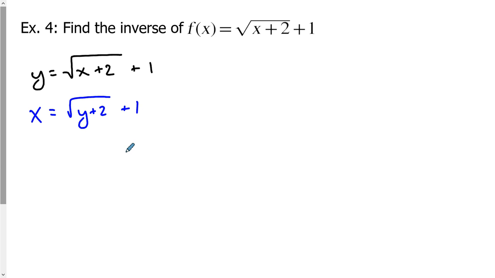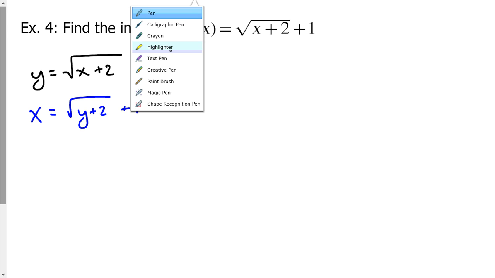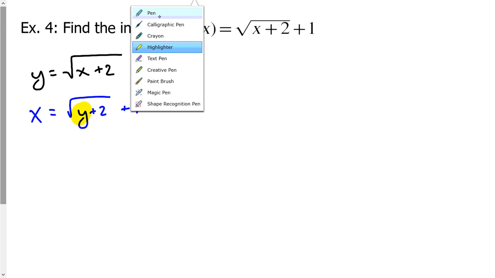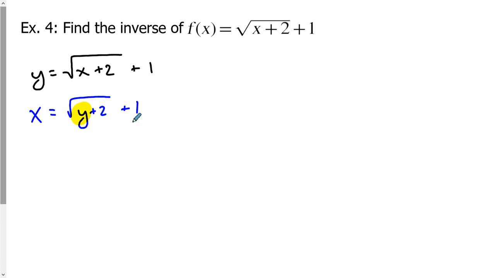So now I'm going to try and solve for this y value. The y value is trapped inside the radical, and the radical has a constant that's been added to it. So before I can get rid of the radical, I've got to get rid of the constant. So I'm going to say x minus 1 equals the square root of y plus 2.